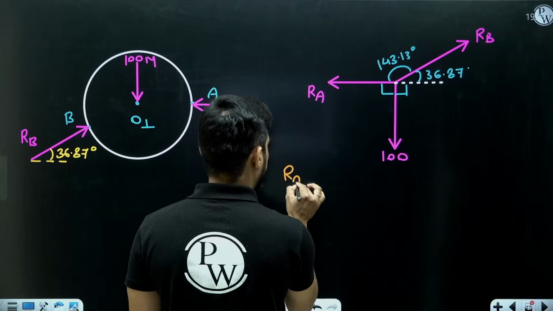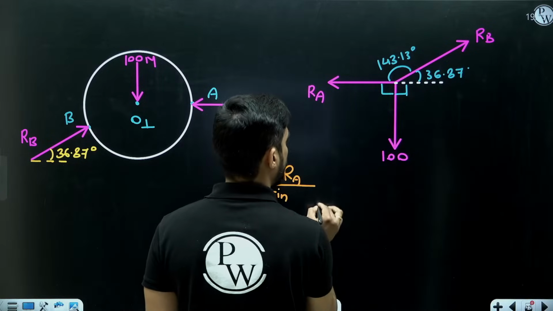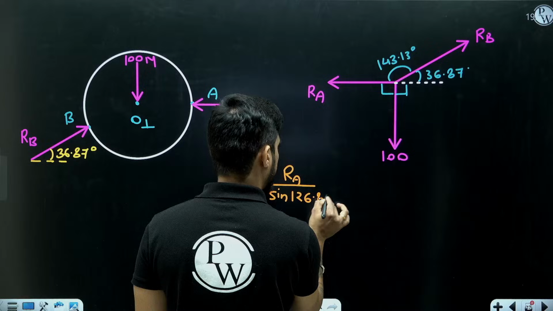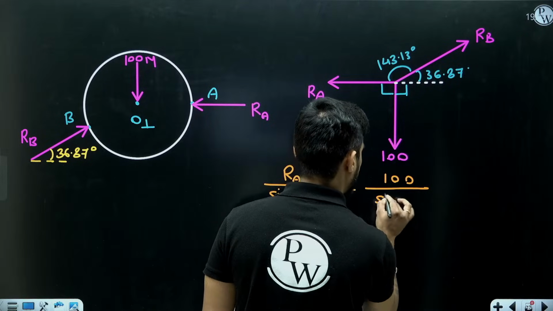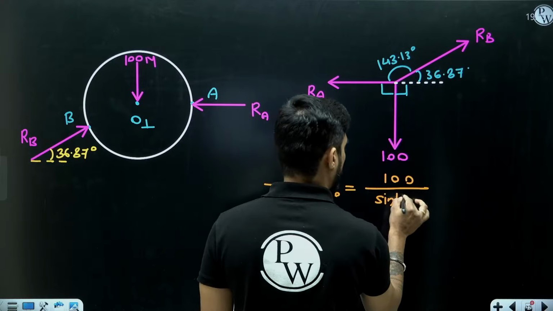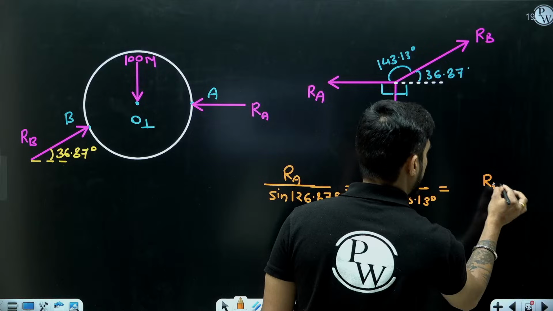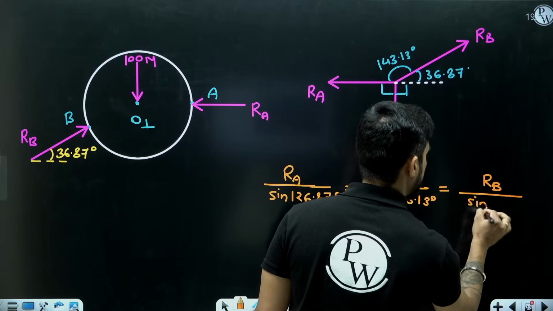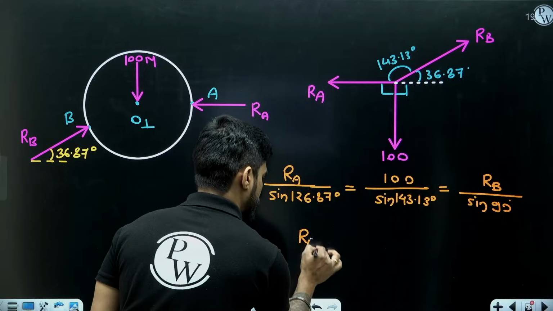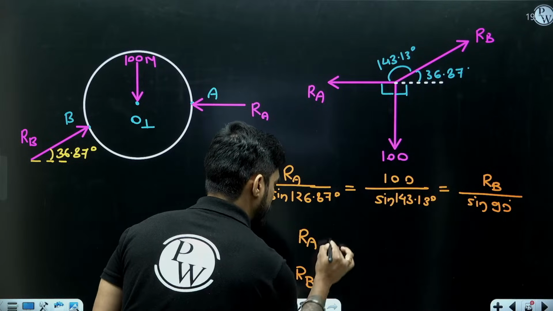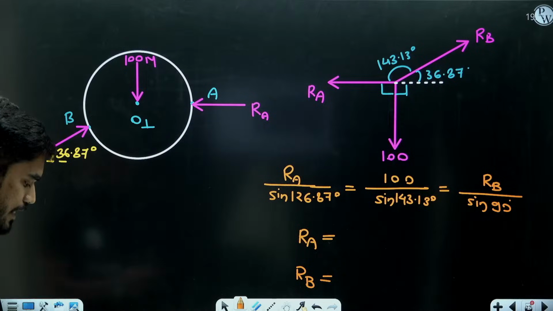So RA divided by sine of the angle between these two, 126.87, equal to 100 divided by sine of 143.13, equal to RB divided by sine of 90. So what are the values of RA and RB? Solve this equation. Tell me what are RA and RB.